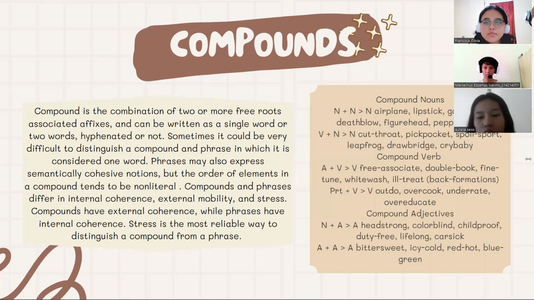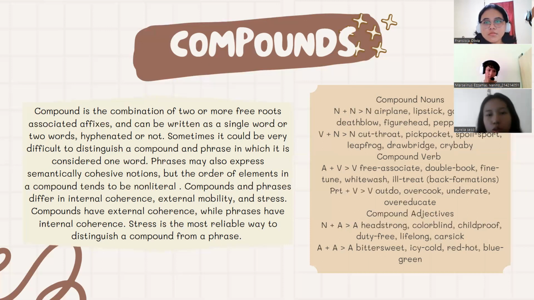And the last one is compound adjectives. A compound adjective is a combination of two or more words which can perform the role of an adjective in a sentence. For example, noun plus adjective, like headstrong, colorblind, childproof, and so on. And then adjective plus adjective, like bittersweet, ice cold, red hot, blue green, and so on.